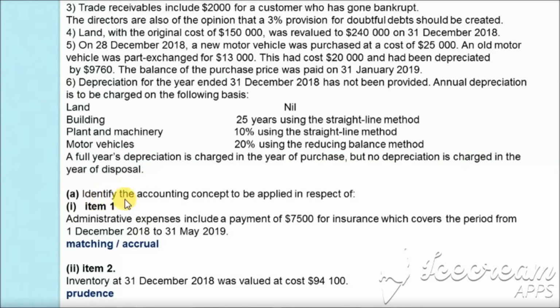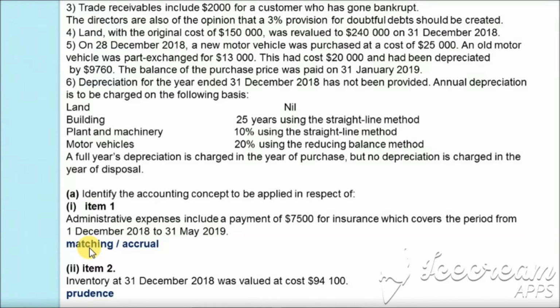In part A of the question, we are asked to identify the accounting concept which is applied with respect to item 1. Item 1 is the administrative expenses, which include the payment of $7,500 for insurance, which covers the period from 1st December 2018 to 31st May 2019. The concept we are going to apply here is the matching or accruals concept, which states that the expenses for a given period should match the revenue of the given period.